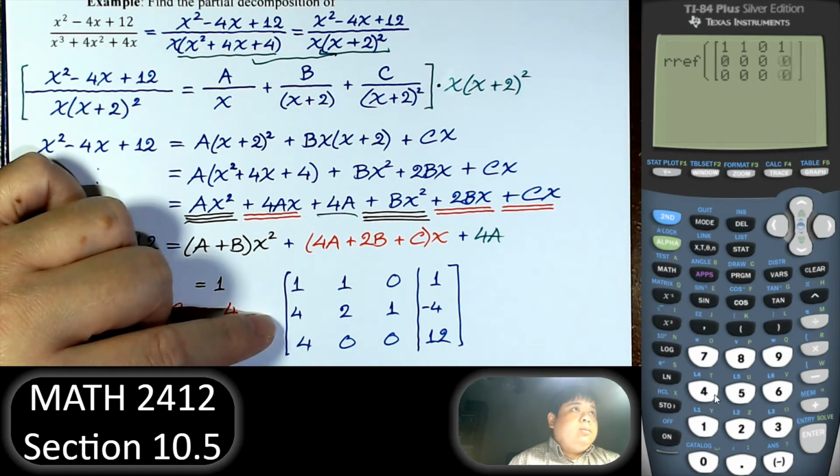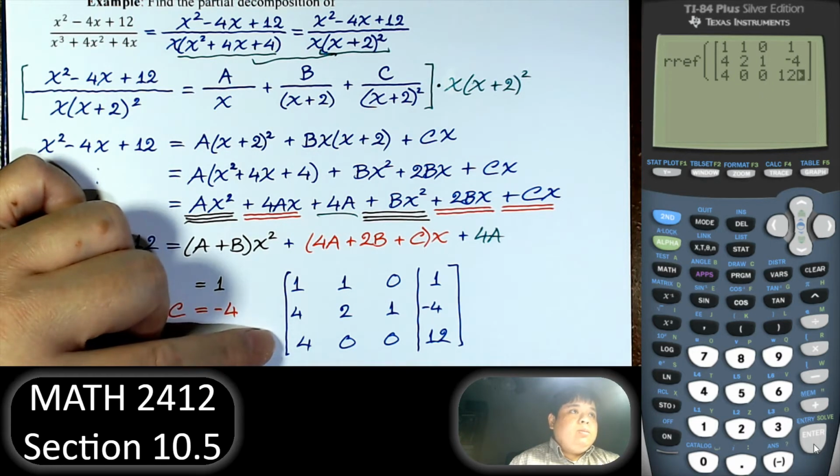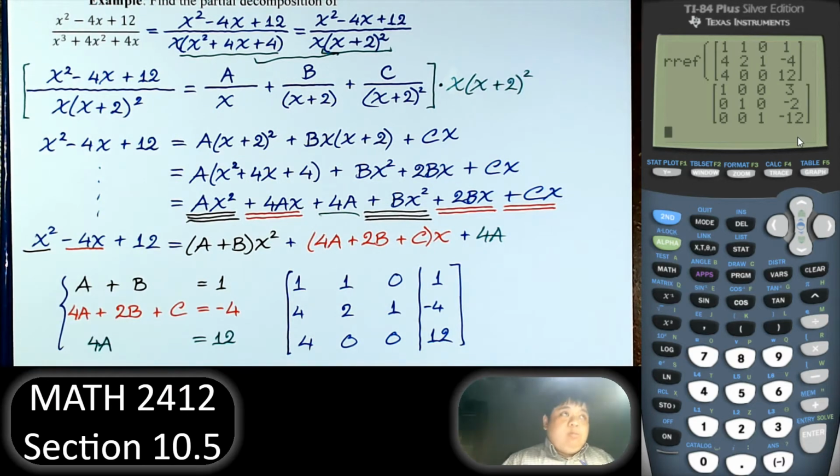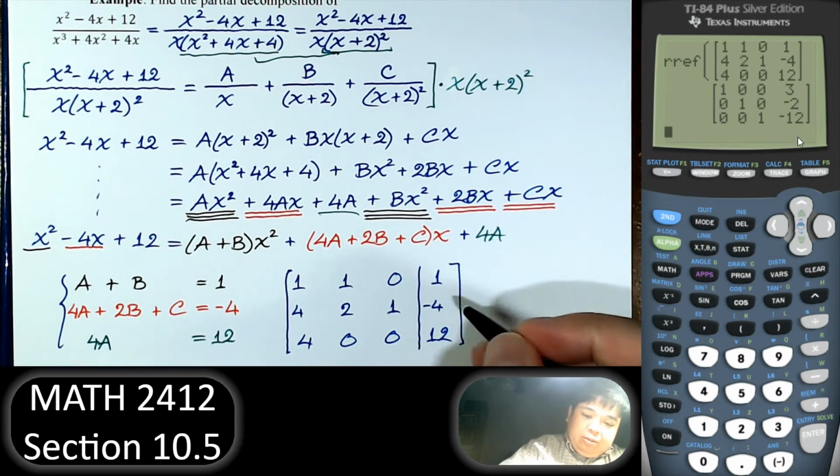Use these arrows instead. So 1, next one, 1, 0, 1, 4, 2, 1, negative 4, 4, 0, 0, 0, and 12. We have 3, negative 2, and negative 12.